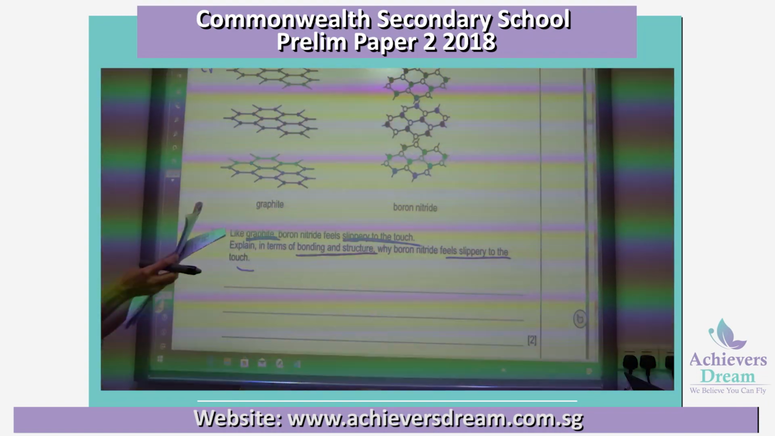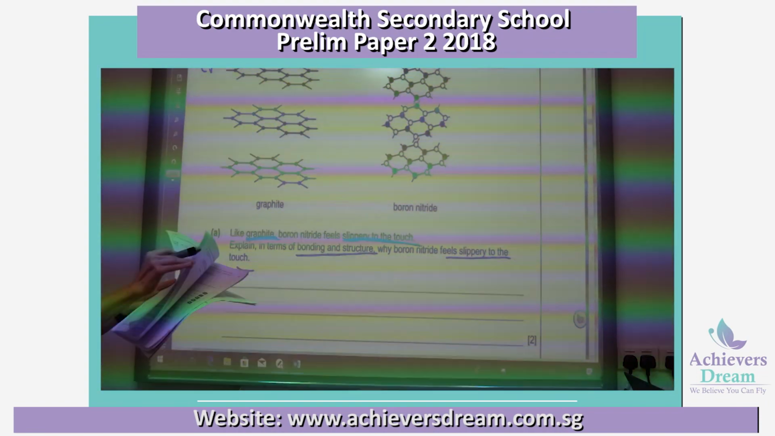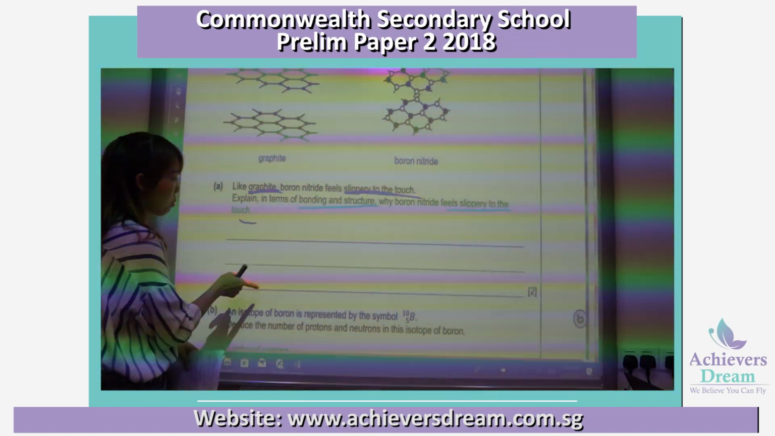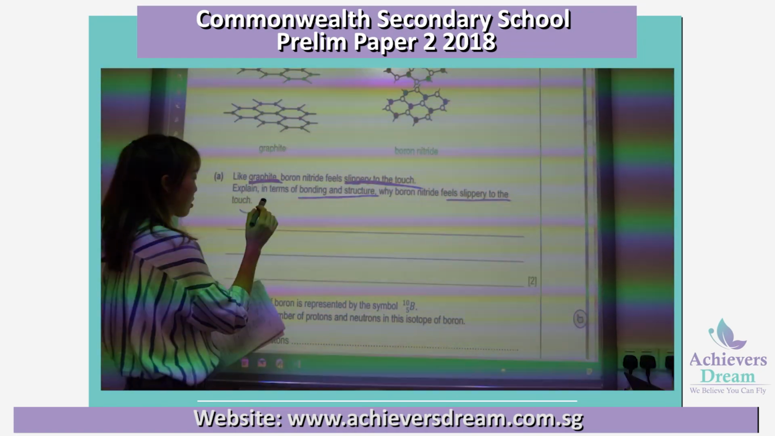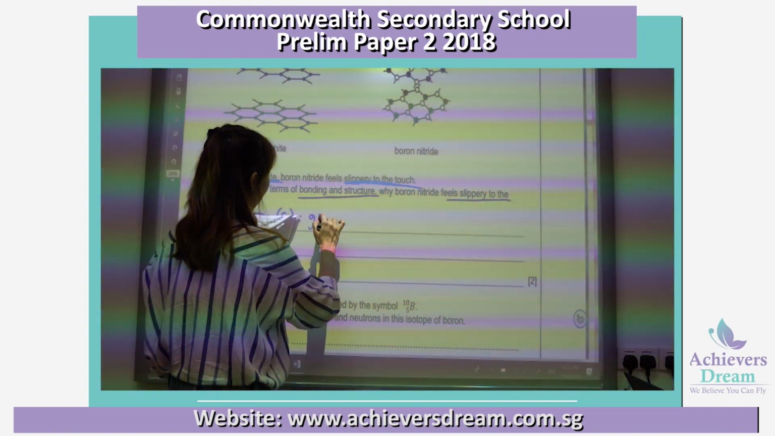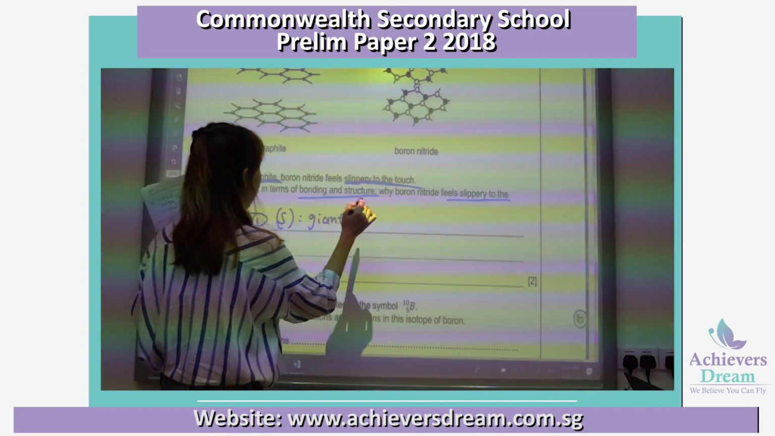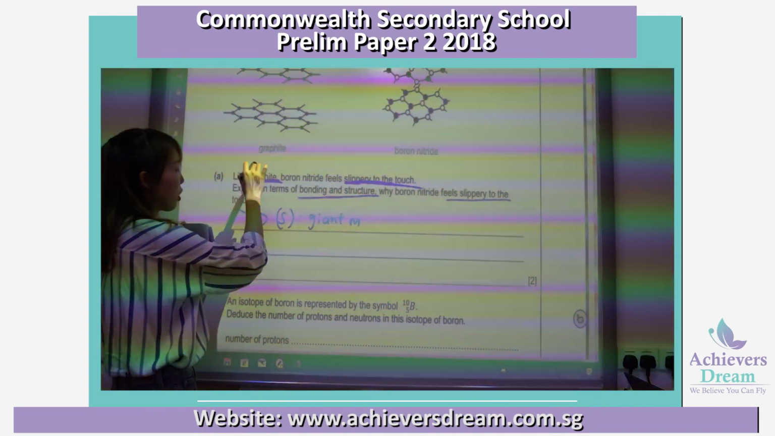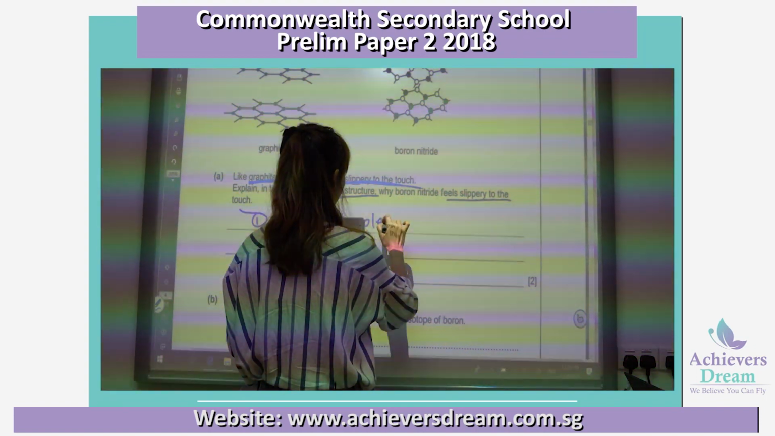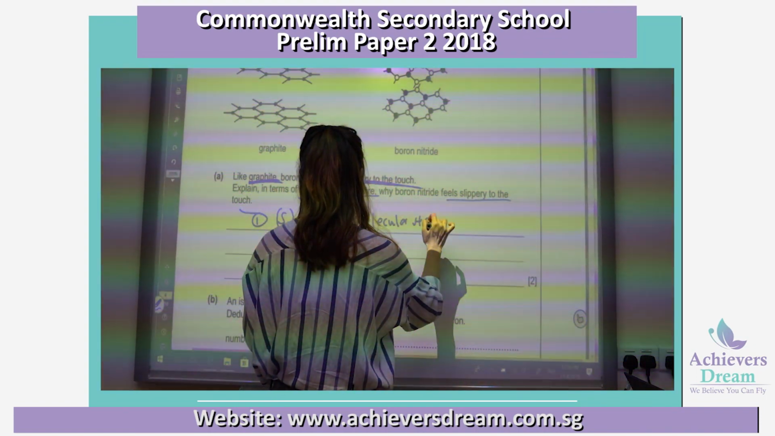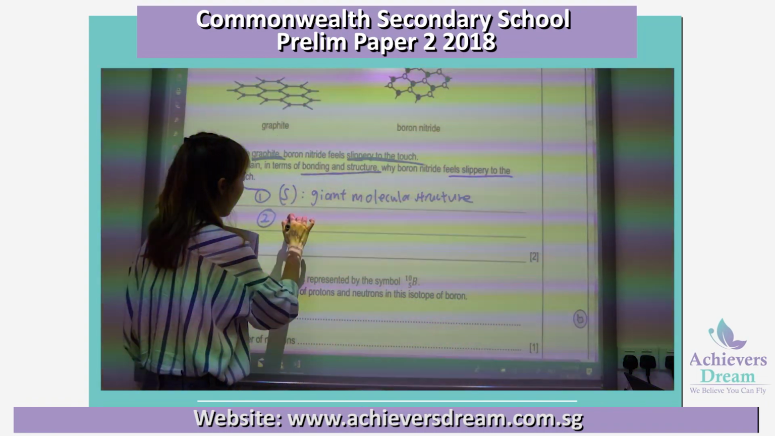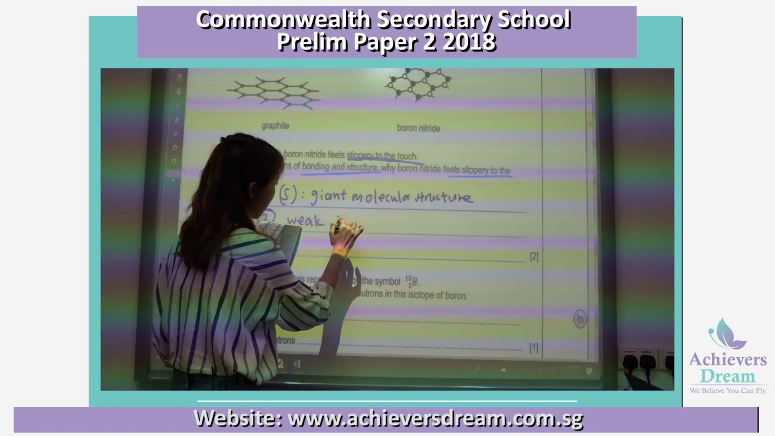For this, how we explain is we use the SAE structure also. So first up, we state what is the structure. It has a giant molecular structure. Basically, we are explaining the structure for graphite because they say that boron nitride is just like graphite. So giant molecular structure. Then next, it has weak intermolecular forces of attraction.